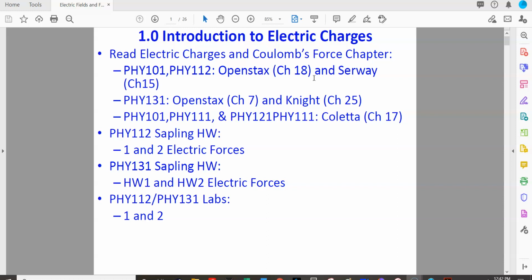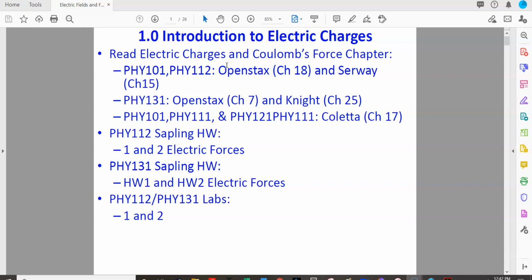Okay, so if you haven't done the reading, please do so. It'll be in chapter 17 in Coletta. If you're in Physics 112, it'll be OpenStax chapter 18. And if you're in Physics 131, it'll be OpenStax volume 2 chapter 7. And try to begin your homework if you can. It'll be homework 1 and homework 2, which is related to this chapter.